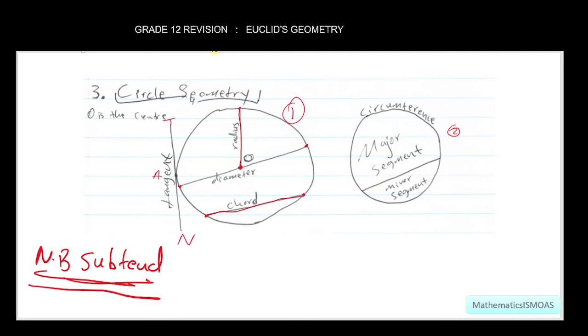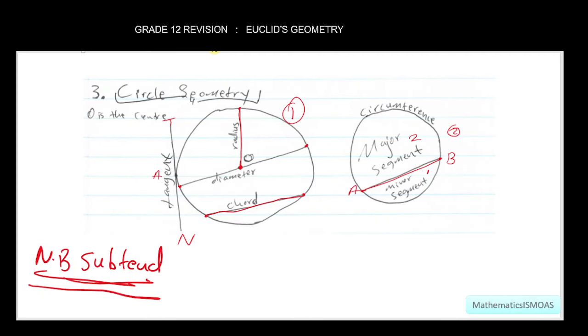You see in diagram number 2, we have another chord. Let's call it chord AB. Now in a circle, a chord divides a circle into 2 segments: the major segment number 2, the bigger one, and the minor segment number 1, the smaller one.